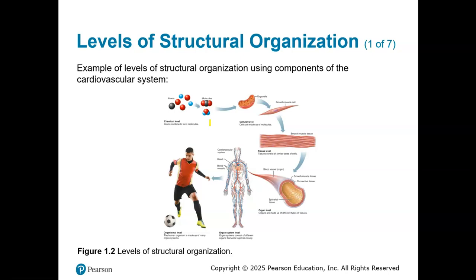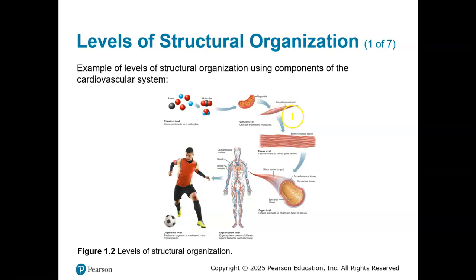So atoms, combinations of atoms form molecules, and then molecules combine to form organelles like the mitochondria and other organelles, the nucleus, for example. And then all the organelles surrounded by a plasma membrane form a cell. And here you see a smooth muscle cell, like the smooth muscle that lines our blood vessels.